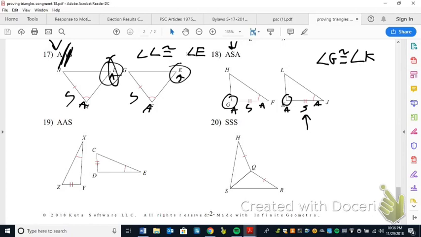Number 19, again, we have angle, angle, side. Now here, when we look, notice that the angle and the side are not next to each other. They're across from each other. So we're going to cross out this angle and this side. That's what we already have. So what we need is the angle in between our angle and our side. And that's what this is going to give you. So it's angle Y on the first one.